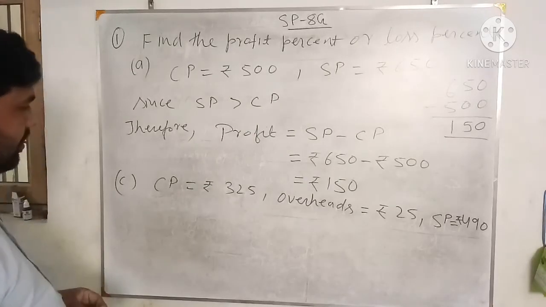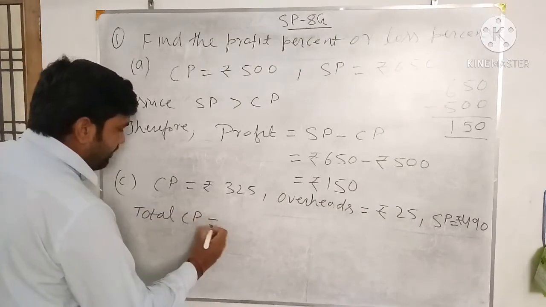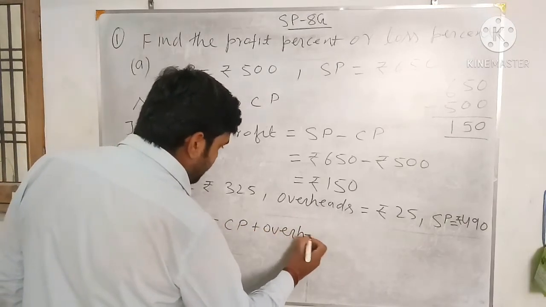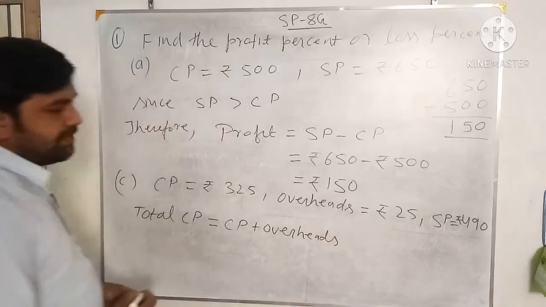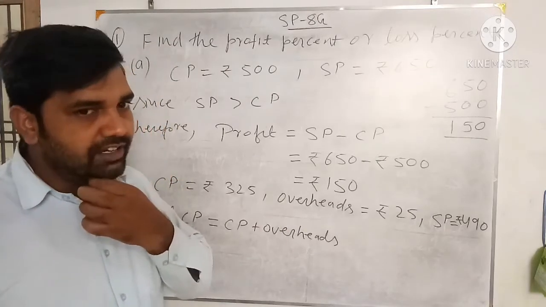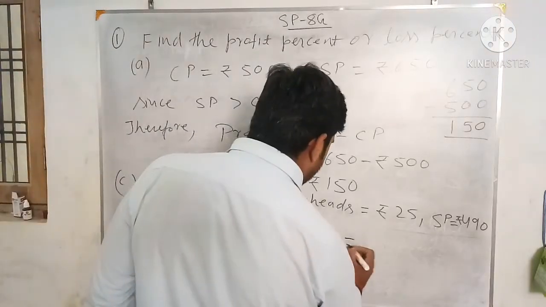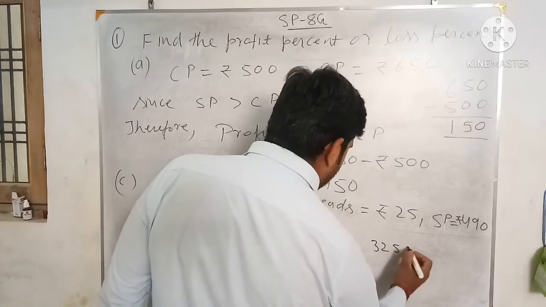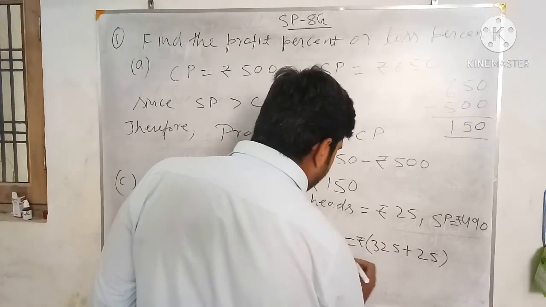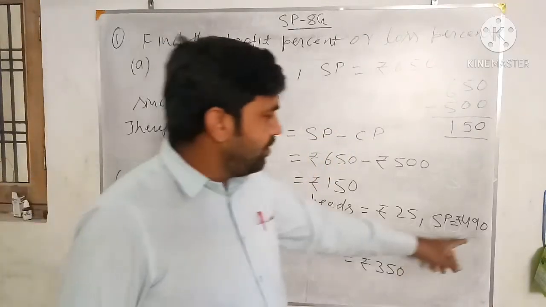Now here first you find the total cost price, total CP. Total CP equals CP plus overhead. Overheads means extra expenses on bringing the article for selling, maybe the taxi fare, maybe the transport fare you are paying. So 325 plus overhead 25 gives you rupees 350. So the total cost price is 350 and the selling price is 490.